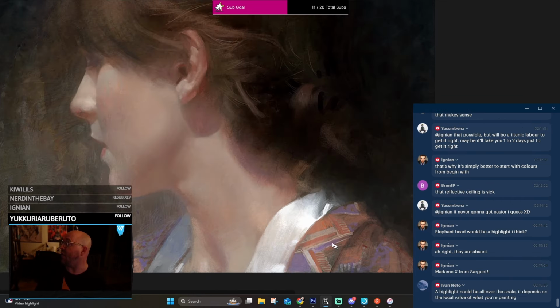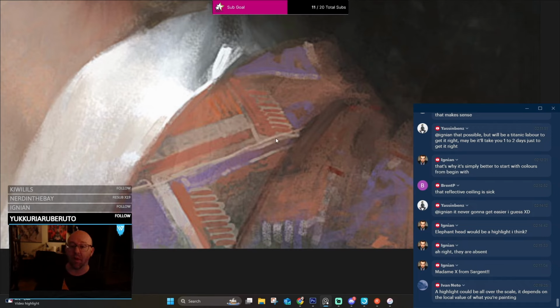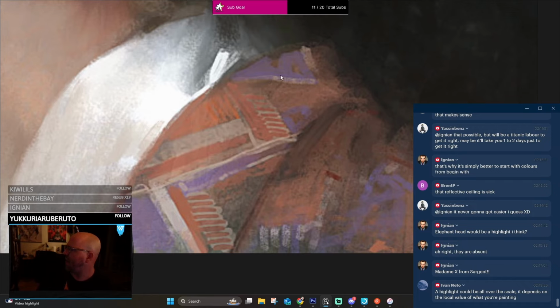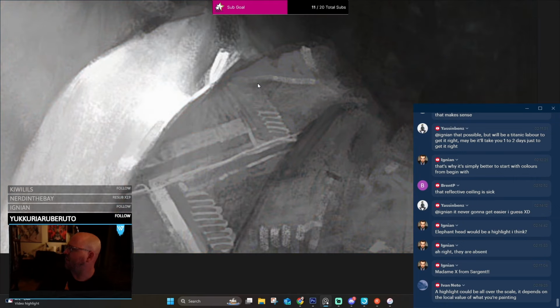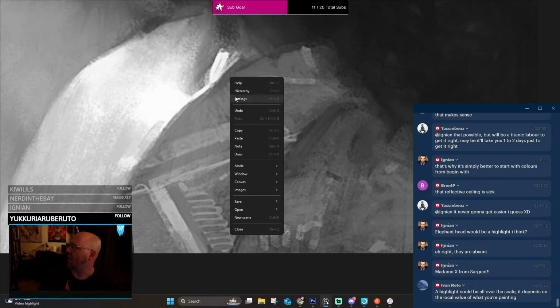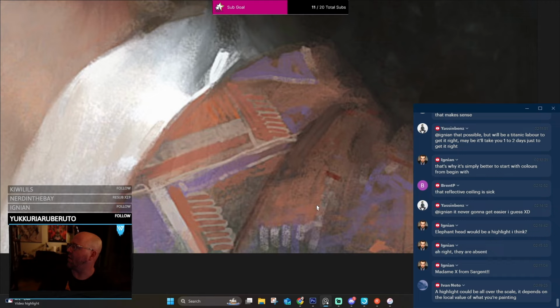Okay. And see right here, perfect example. You see these beautiful colors. God, Craig's a genius. So you see these, but then if we turn this back over, it's all kind of the same value, right? You can see the shapes, but this and this are almost identical values. But then you come over here, and that's a beautiful, nice warm, and then you have that cooler red right here. Depends on the local value of what you're painting.